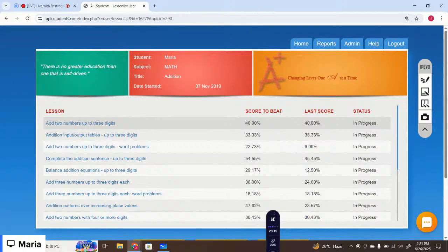Next lesson is adding two numbers, actually three-digit word problems. Let's just start with the lesson.